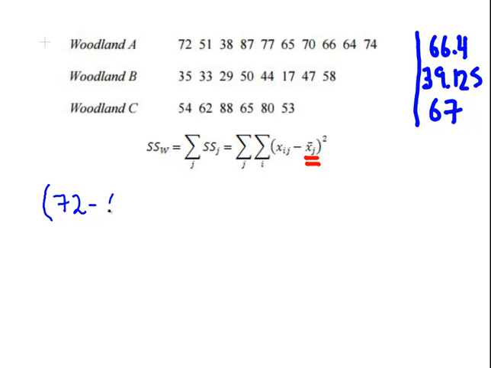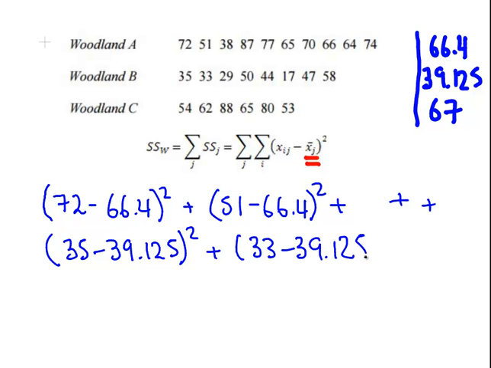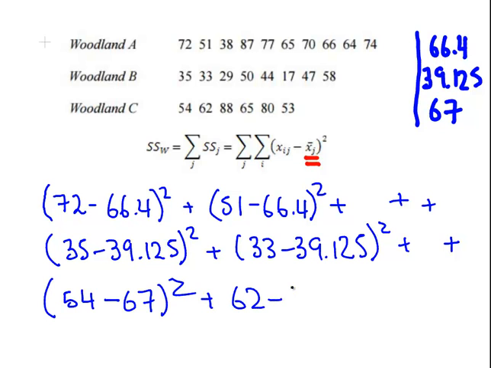So what we're doing here is 72 minus its group mean, 66.4, squared, plus 51 minus 66.4 squared, and so on for the rest of that row. Then we go down to the next row, 35 minus 39.125 squared, because that's the group mean for woodland B, plus 33 minus 39.125 squared, and so on. And then at the end we'll do the last row here, 54 minus the mean for woodland C, which is 67, squared, plus 62 minus 67 squared, and so on till you have all 24 observations done, where you subtract the mean of that group, square it, and add everything all up together.